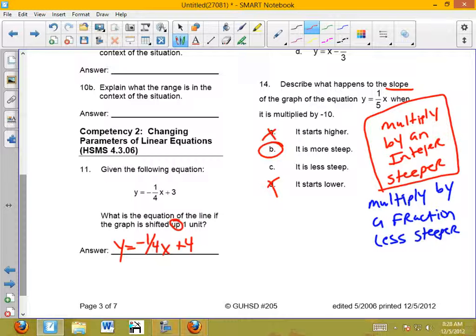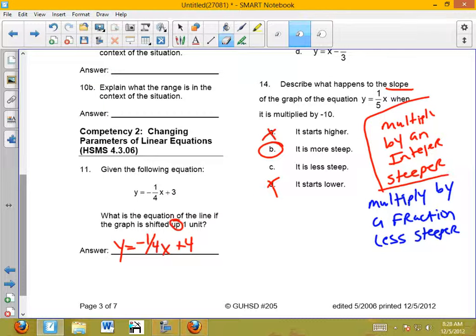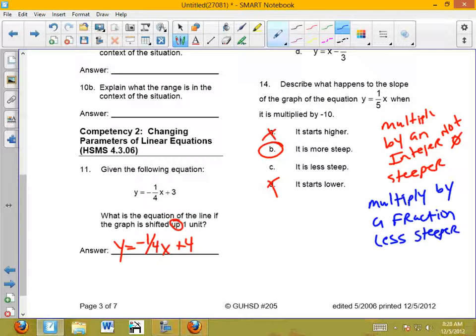So by an integer, and we're going to put here not 0. So when you multiply by an integer that is not 0, you get steeper. When you multiply by a fraction, you get less steep. That's what you have to memorize for this one. Now, you have to look, because if it was talking about the y-axis, then it's going to be higher, lower. If it talks about slope, it's steeper, less steep. Okay?